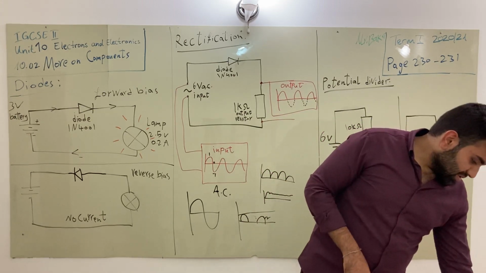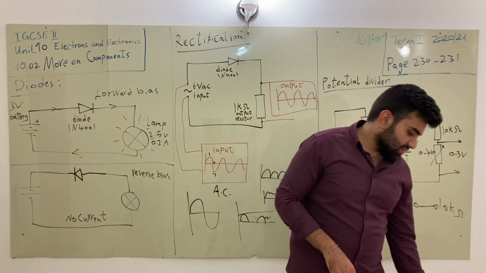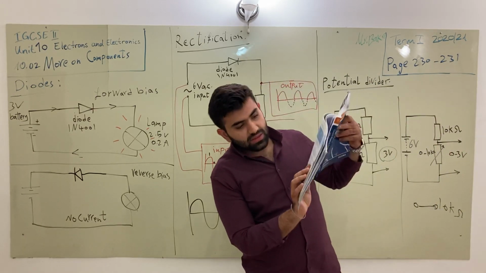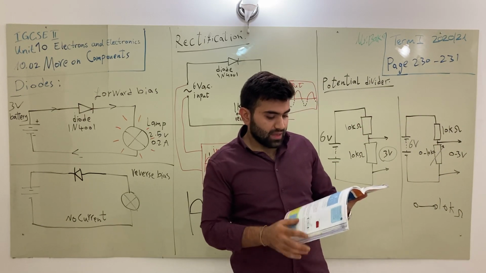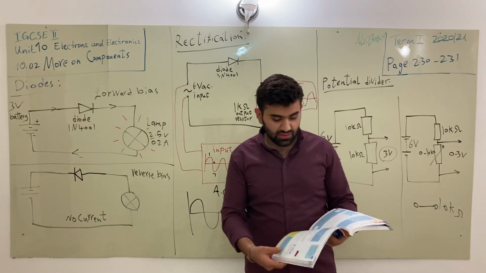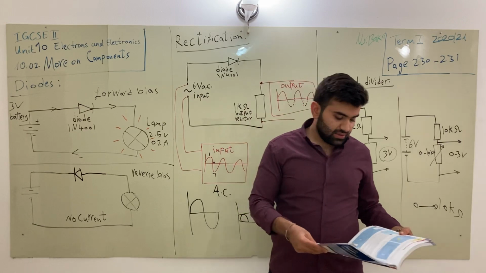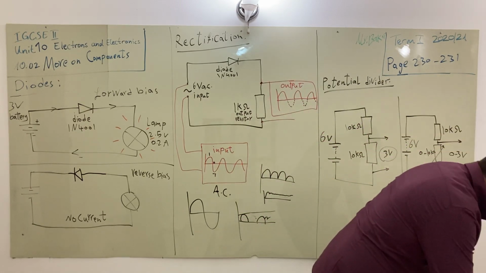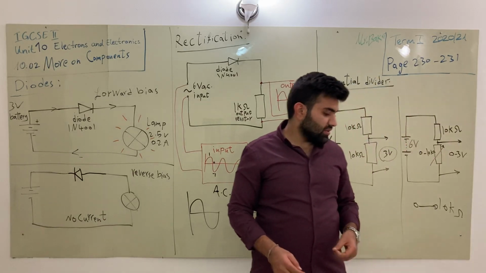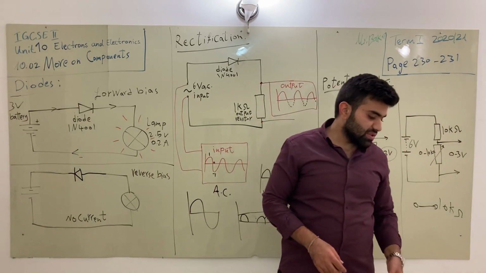Also we have the thermistor. It's for heat. You can see here the thermistor is a temperature dependent resistor, so its resistance changes with the heat. And the last thing in 10.2, the reed switch.